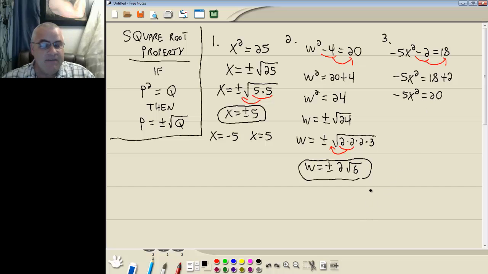Now the only thing that's squared is the x. The negative 5 isn't squared, so we still don't have it in the right form yet. The entire left side has to be squared. Well, to get the part that's squared by itself, we'll divide both sides by negative 5.